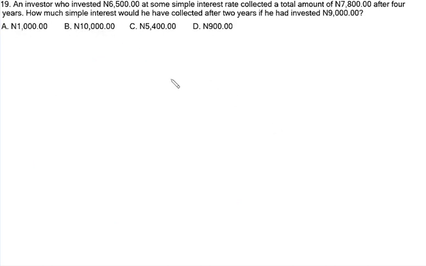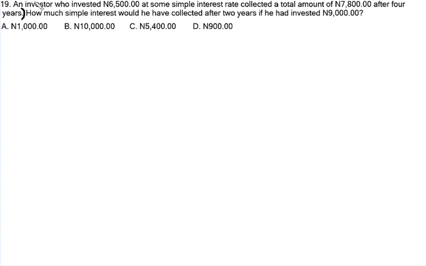For number 19, an investor who invested 6,500 at a simple interest rate collected a total amount of 7,800 after 4 years. How much simple interest would he have collected after 2 years if he had invested 9,000 naira? First of all, I want you to notice that this question is divided into 2 parts. So this is the first part, and then this part is the second part.